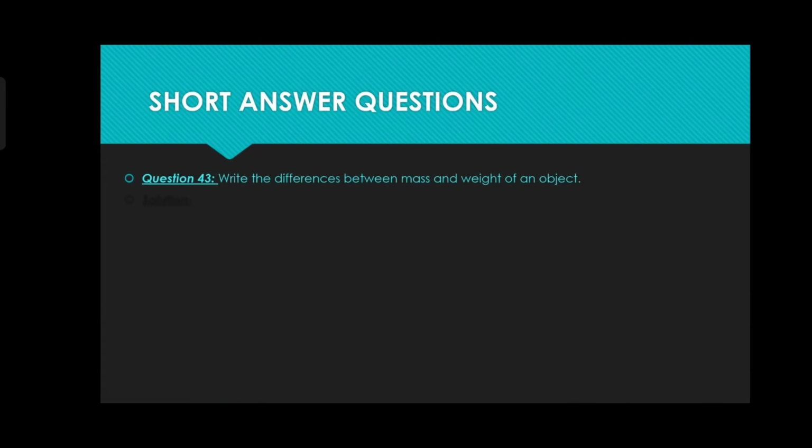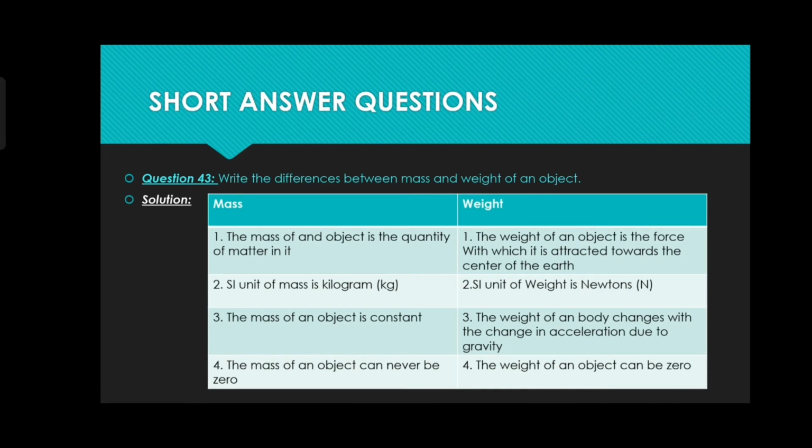Question number 43. What is the difference between mass and weight of an object? So in this question we have to write the differences between mass and weight of an object. So these are a few differences. Difference number 1. The mass of an object is the quantity of matter in it, whereas the weight of an object is the force with which it is attracted towards the center of the earth.